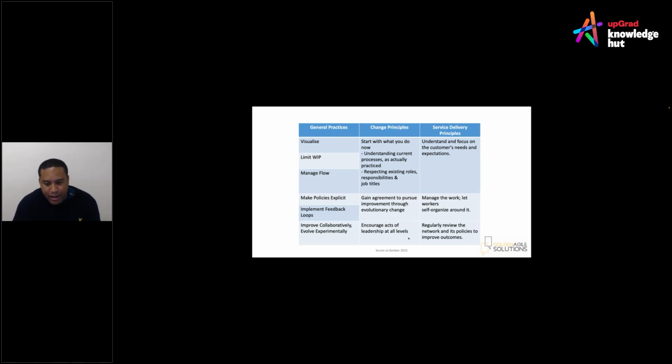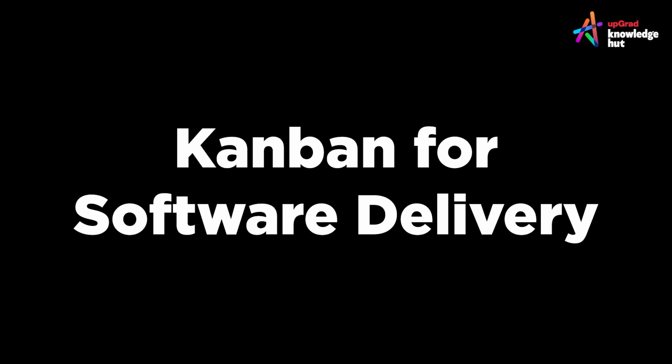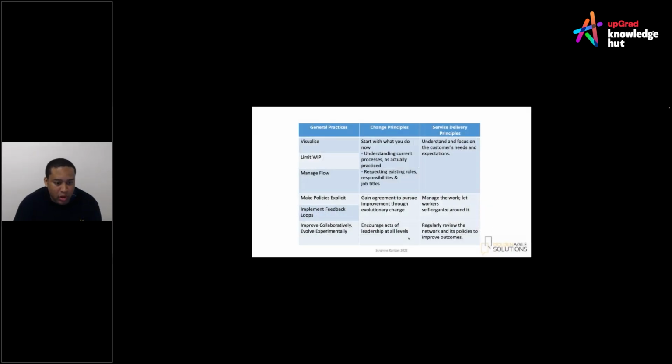And regularly review the network and its policies to improve outcomes. Do we have the correct work in progress limits? Are we moving too slow, or are we in fact moving too quickly? Are our policies correct? Do we need to add in another policy, or do we need to take one away, or do we need to leave it as it is? But either way, let's have those conversations and make decisions as a team. We are evolving experimentally.